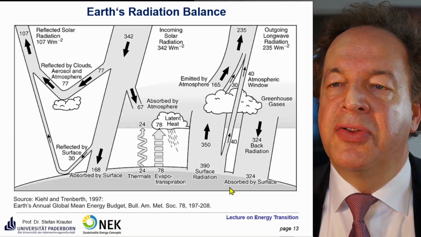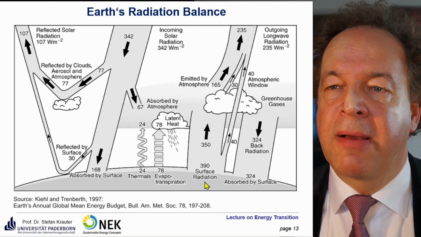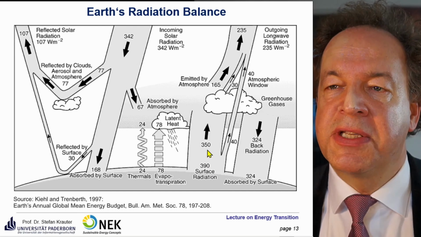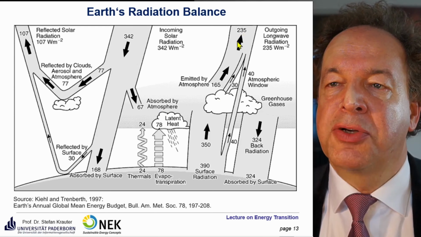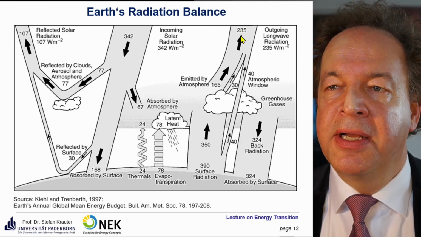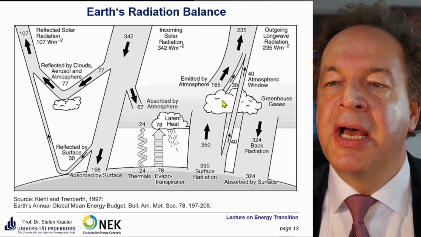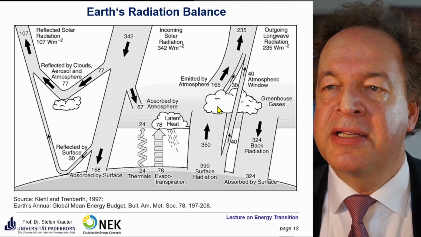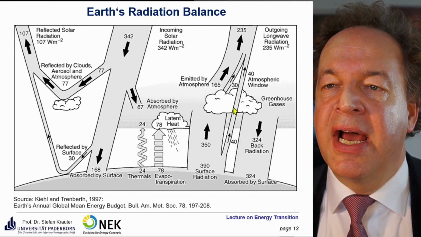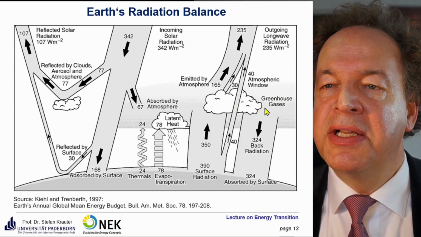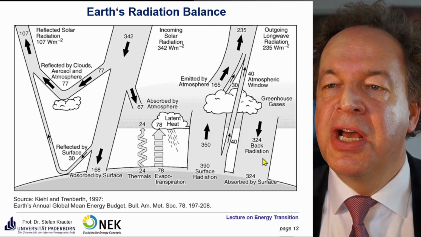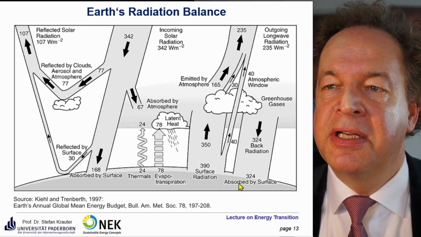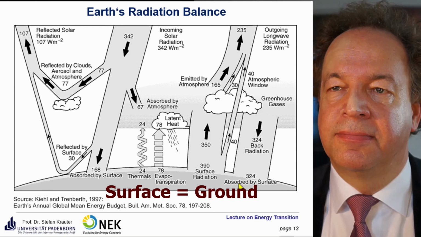And here the right part is the black body radiation. So we have a surface radiation in the vicinity of 350 watts per square meter. A large part of it is directly emitted to space, but a part is being back-radiated due to the greenhouse gases, such as carbon dioxide, methane, and so on. And we are increasing this value now, so we have more back radiation, which leads to higher heating of the surface and consequently to higher surface temperatures.